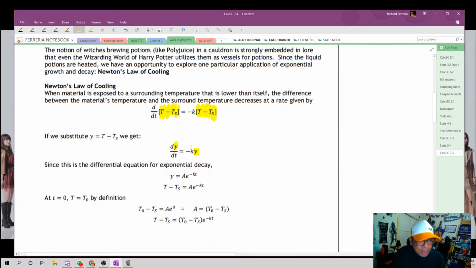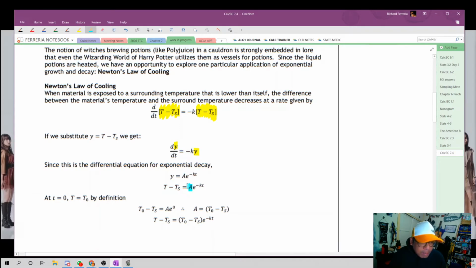Since we know how to solve that already, we can just substitute things here, and we have y equals A e to the negative kt from our differential equation for exponential decay. And then when we substitute back for y, we get T minus Ts equals A e to the negative kt. Well, what was A then?